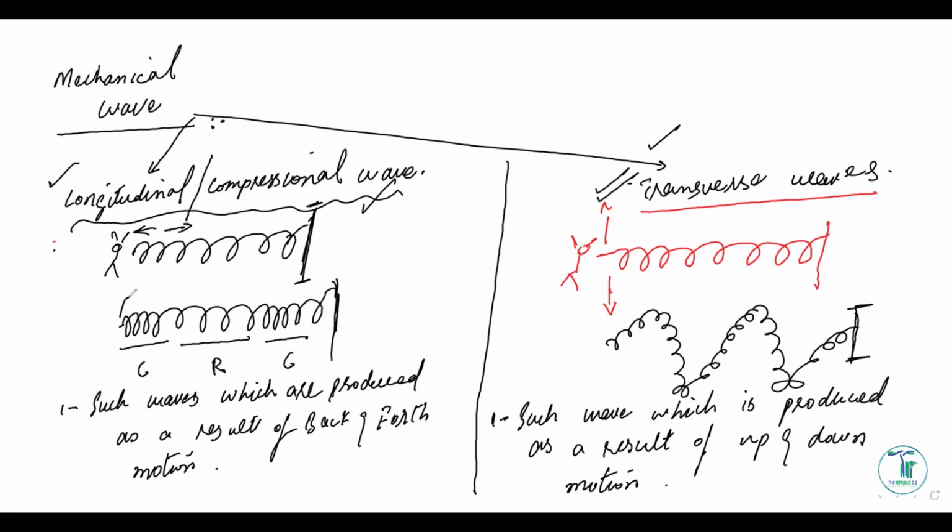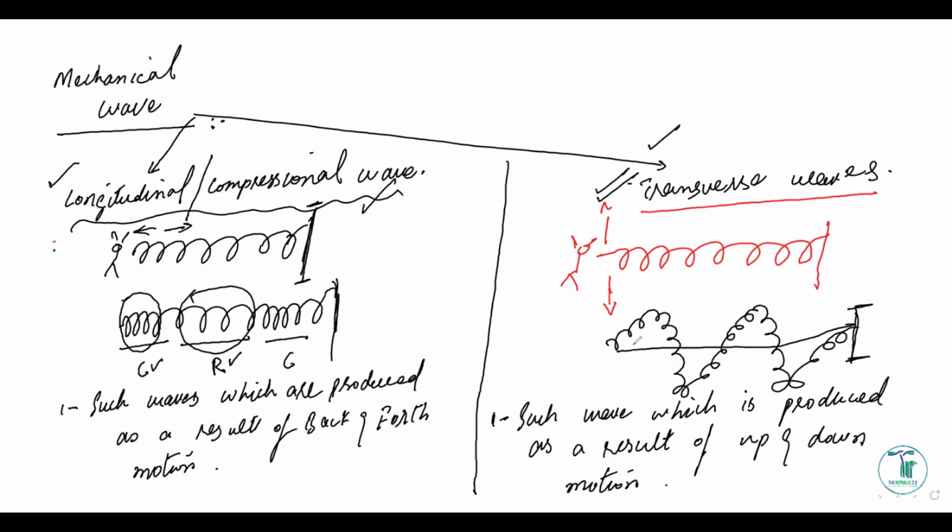You can see the part of the wave where the particles are very close to one another is known as a compression, and the part of the wave where the particles are very far away from one another is known as rarefaction. Is that clear? Yes. And what are the crest and the trough in the case of a transverse wave?